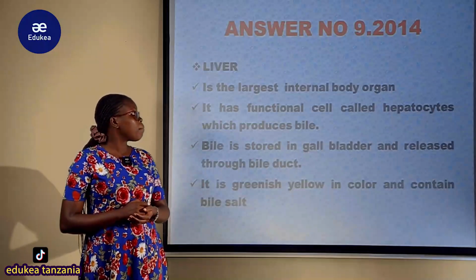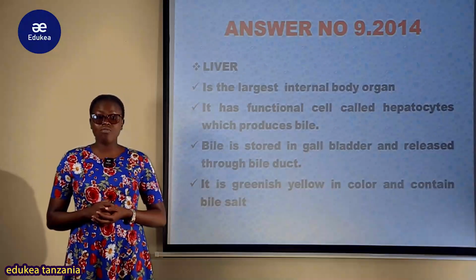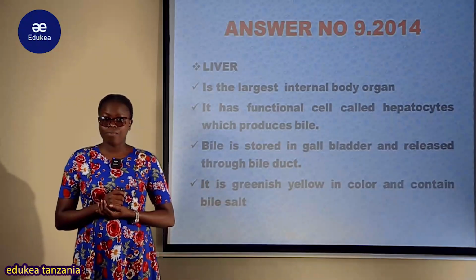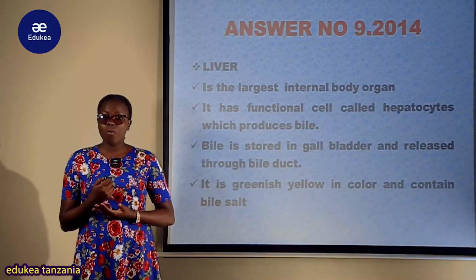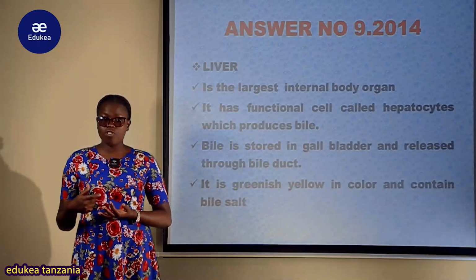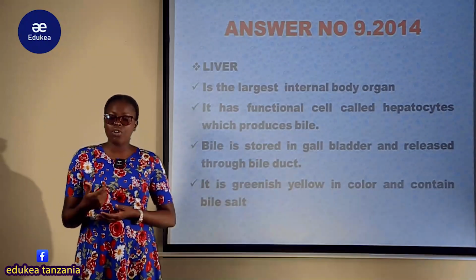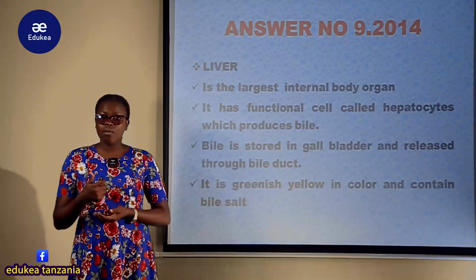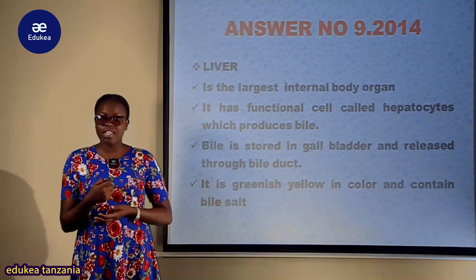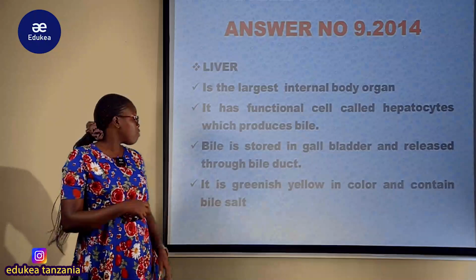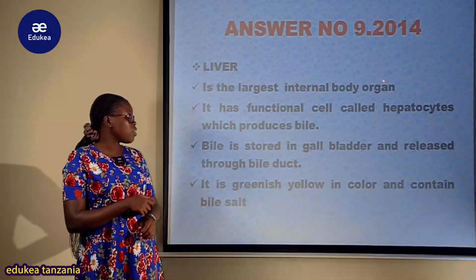In the question number 9 Roman B, you are needed to state the digestive juice that is produced by the liver. Before we answer, the liver also is an important organ which is essential katika digestion process. Now what is liver? Before we state the digestive juice which is produced by the liver, the liver, this is the largest internal body organ.